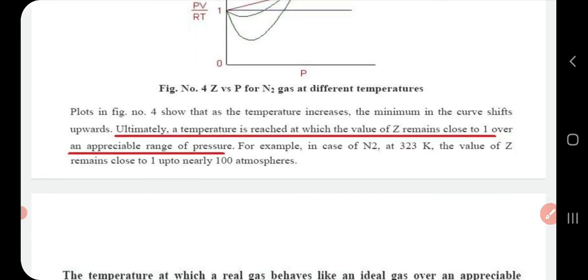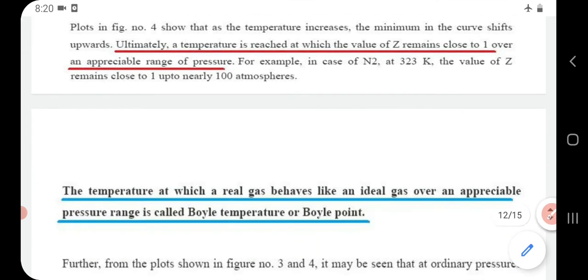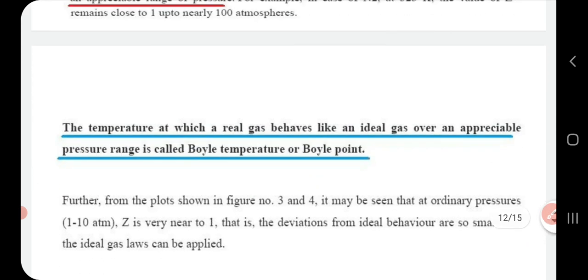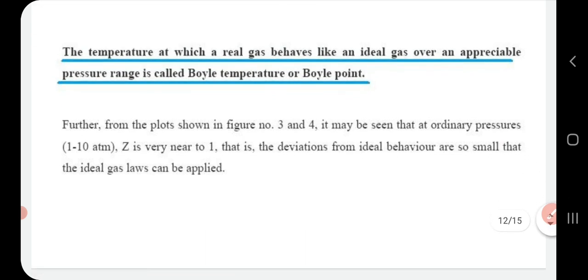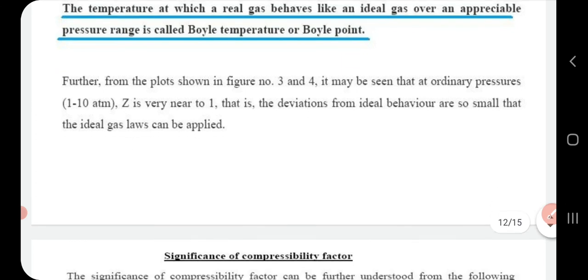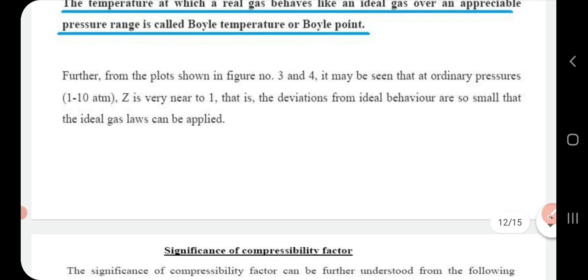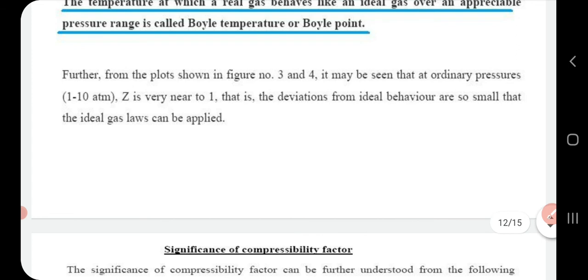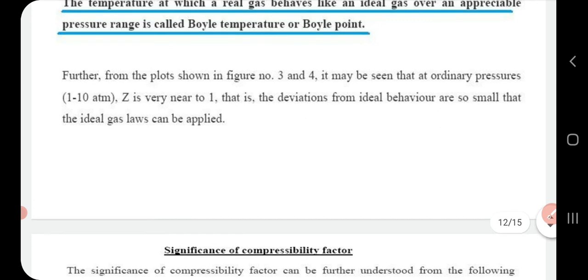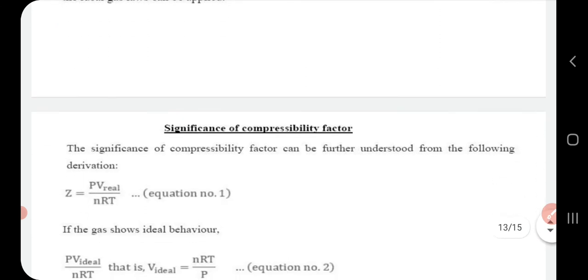Okay, that is what is written here. Minimum, that is the dip in the curve, shifts upwards as temperature increases. Now, the temperature at which real gas behaves like an ideal gas over an appreciable pressure range is called Boyle temperature or Boyle point. That's a definition you have to study. And from these plots 3 and 4, you can see that at ordinary pressure, Z is close to 1. That is, deviation from ideal gas behavior is small. That is, we can apply the ideal gas law.